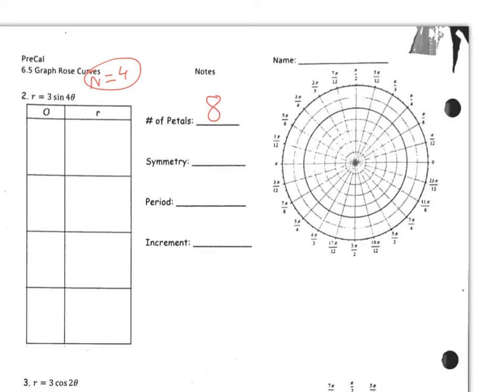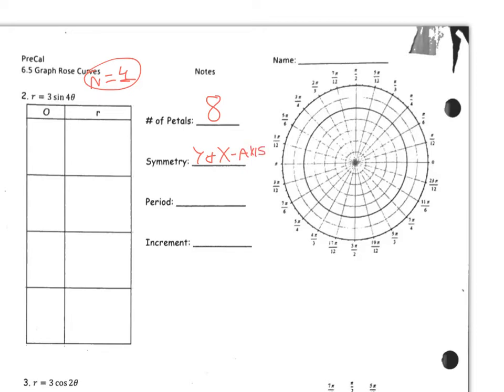So there's going to be a little bit more work for this one, because we're going to get 8 points shooting out from the origin. Symmetry: since n is even, it's symmetric to everything. Y-axis, x-axis, and origin. Let's just put y and x-axis.